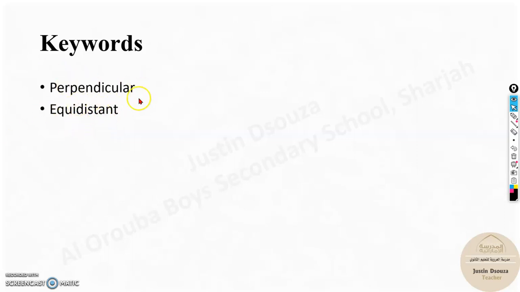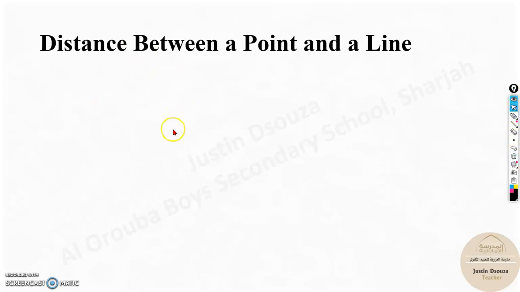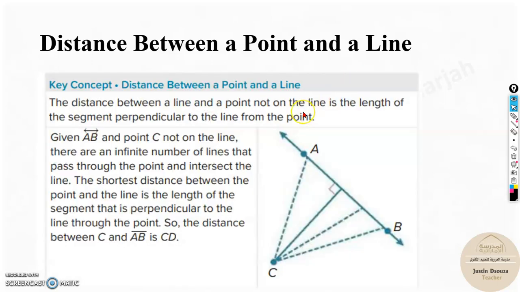Perpendicular lines are the ones which make 90 degrees, and equidistance means equal distance at every point. We will come to that in a while. Distance between a point and a line. Now over here, look at this particular line and this point, C. This is a line AB.